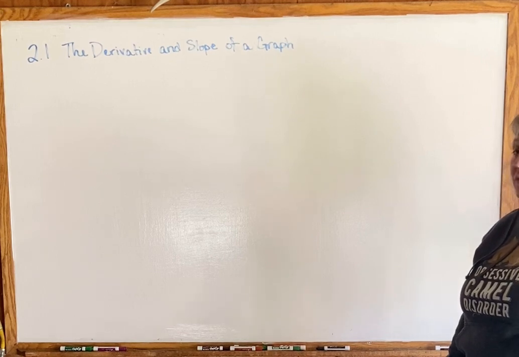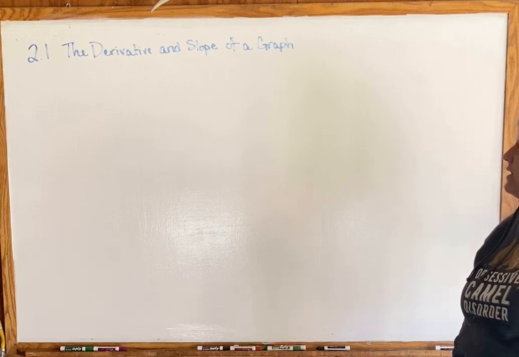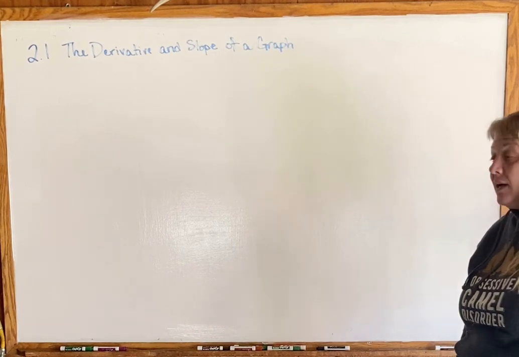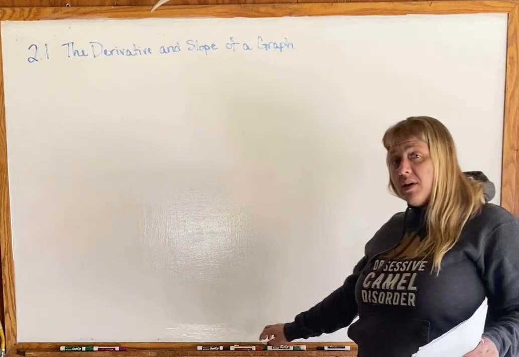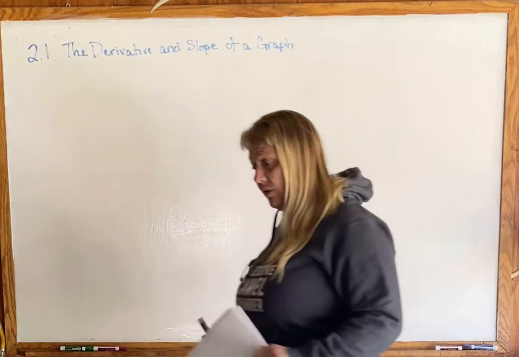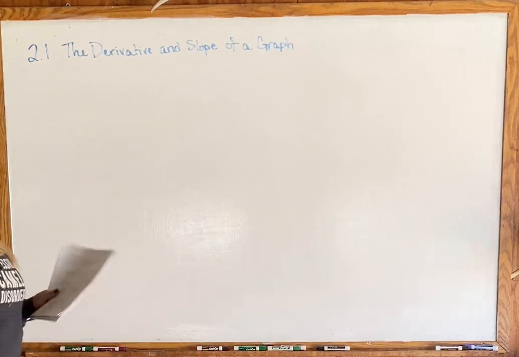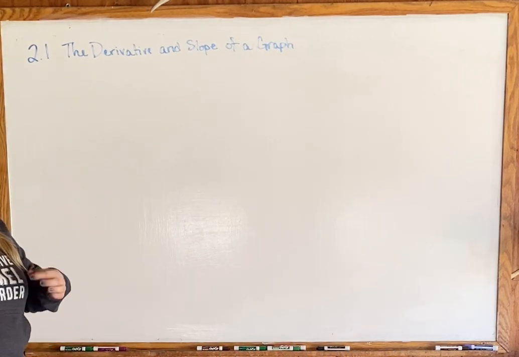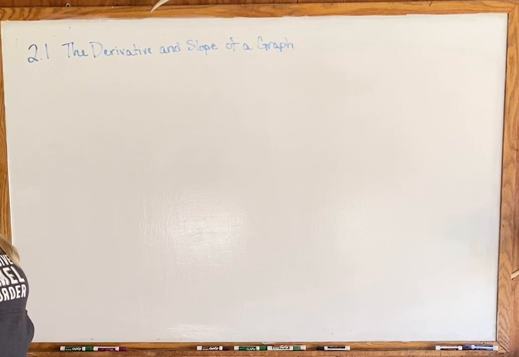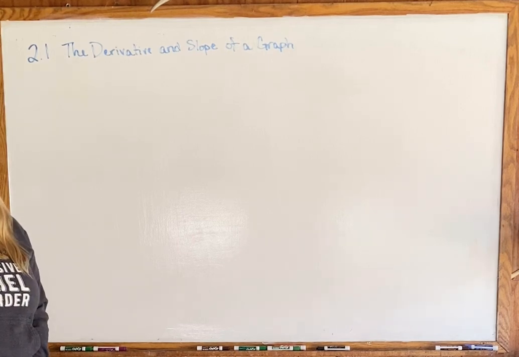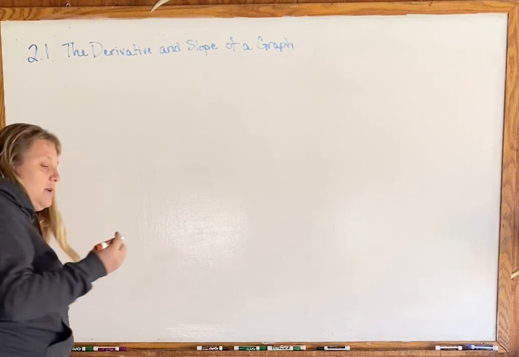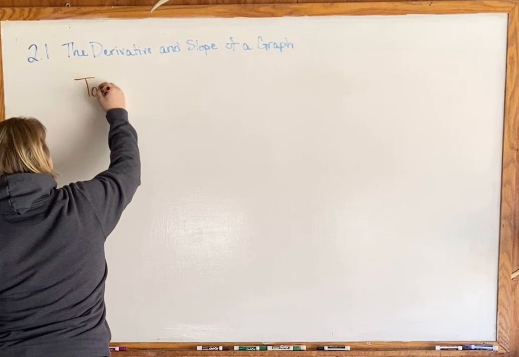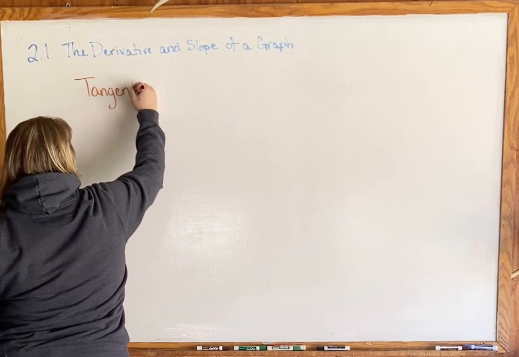Today in our lecture, we're moving into chapter 2, looking at 2.1, which is the derivative and slope of a graph. So we're really getting into the calculus today. This one is a little bit of a longer lecture, because we're learning big things here. So let's get going. Calculus is focused really on one major aspect, and that's a tangent line. So we'll start by defining a tangent line.